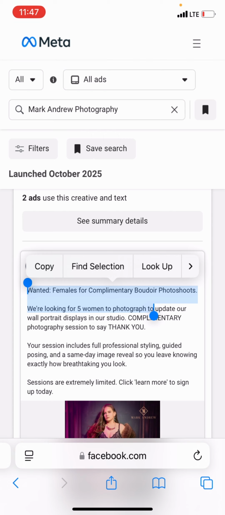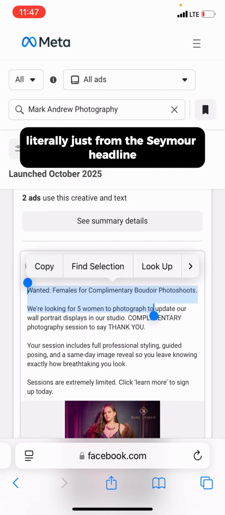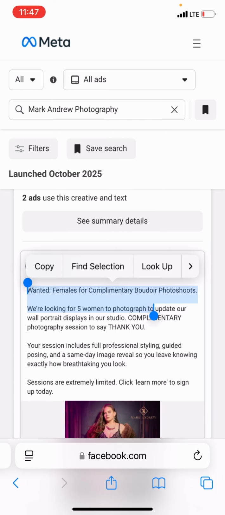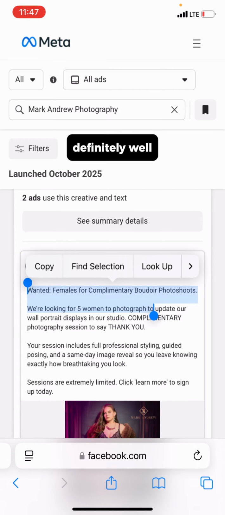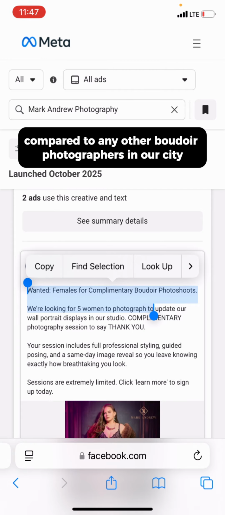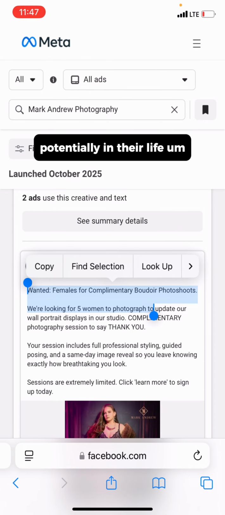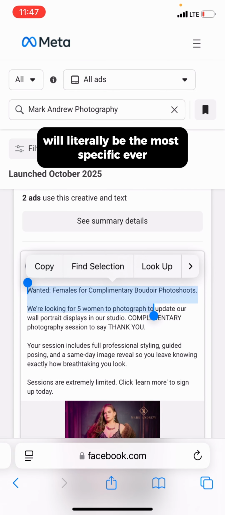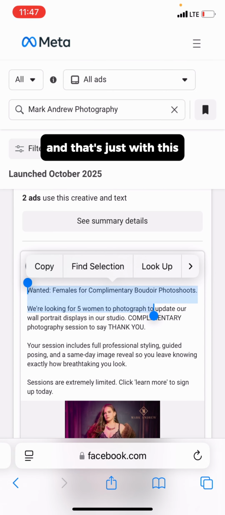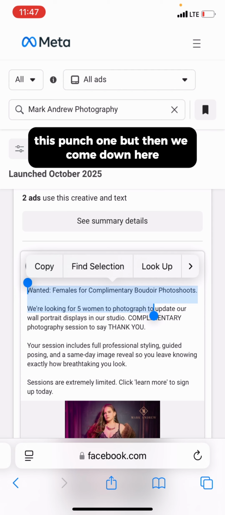And once women see this, dude, literally just from the See More headline, this punch one will be the most specific ad they've ever seen in their life. Definitely, well, obviously compared to any other boudoir photographers in our city, unless someone else is already working with me. But even compared to any other offer or ad they'll probably ever see potentially in their life for any other service, it will literally be the most specific ever. And that's just with getting the See More headline right, this punch one.